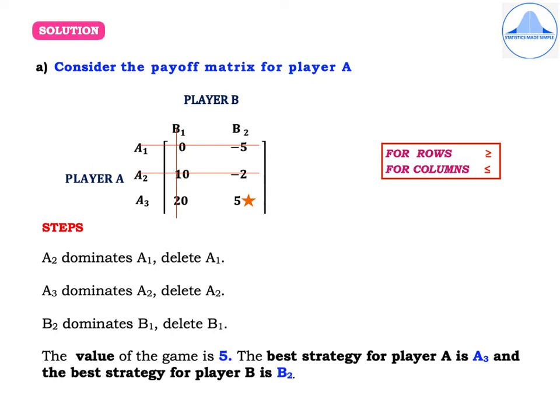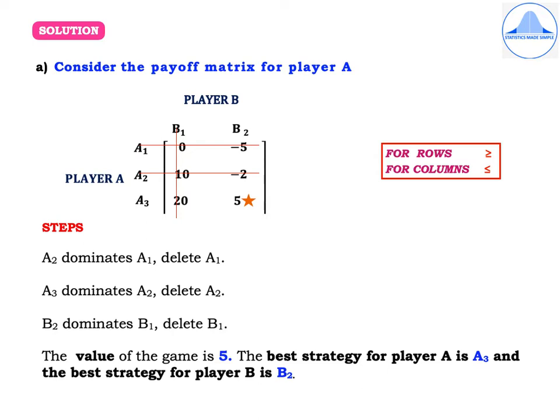So we see that A3 dominates A2. So you have to delete A2. So now the rows A1 and A2 are completely deleted and we have done all the comparisons for the rows. Next we will move to the columns. So for columns, remember that the payoffs should be less than or equal to.